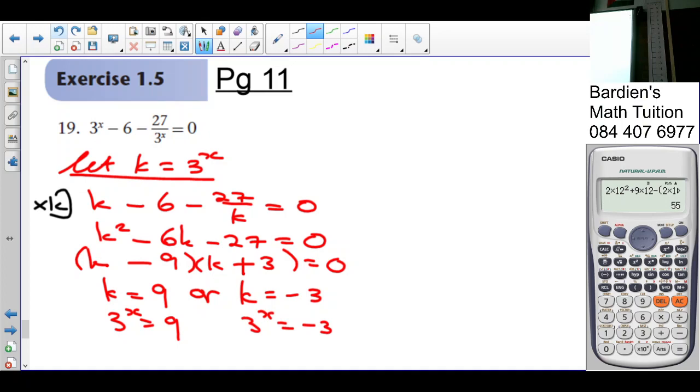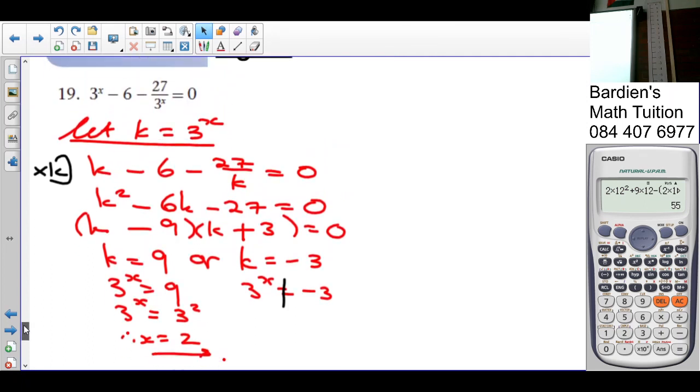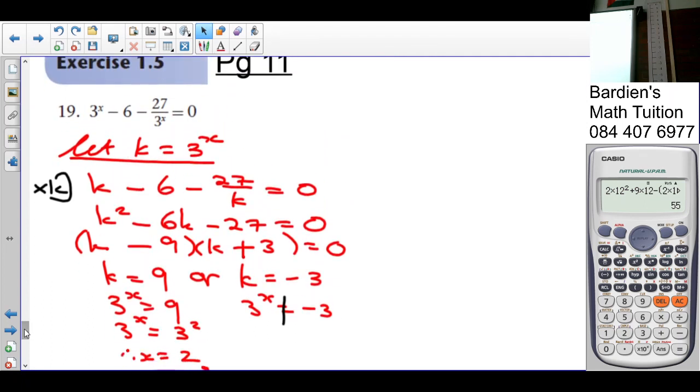This one here is not going to work. There's no way that those bases can be the same. Either this one here, 3 to the x is equal to 3 squared, therefore x is equal to... Is there any confusion here, people? You all understand? So you should be able to do exercise 1.5, the whole second column.